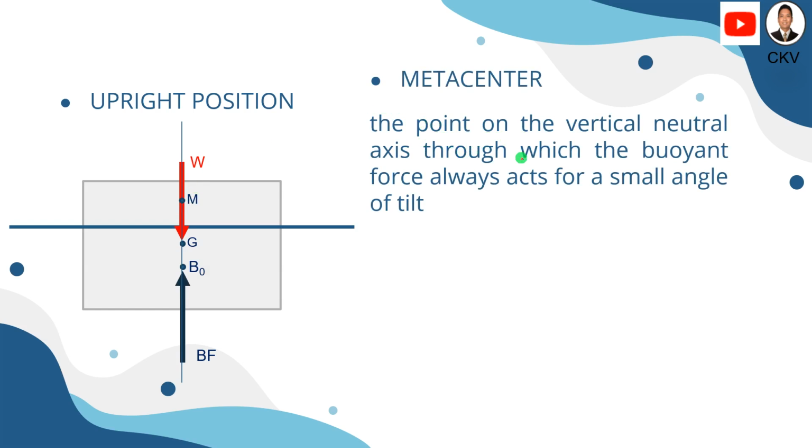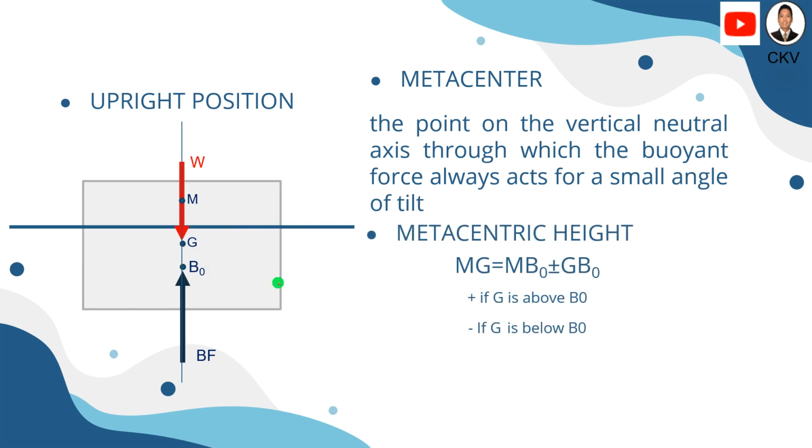It is the point on the vertical neutral axis through which the buoyant force always acts for a small angle of tilt. So in an upright position, we call that the initial position of the metacenter. To locate the metacenter, we compute the metacentric height.